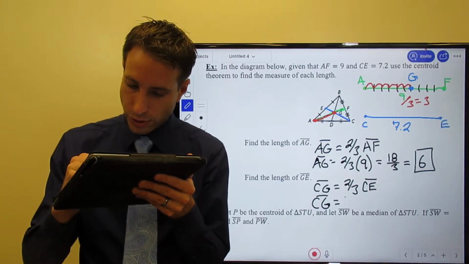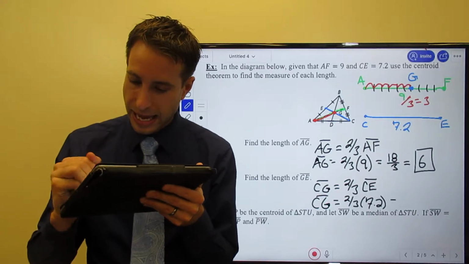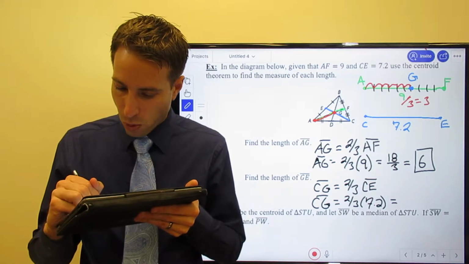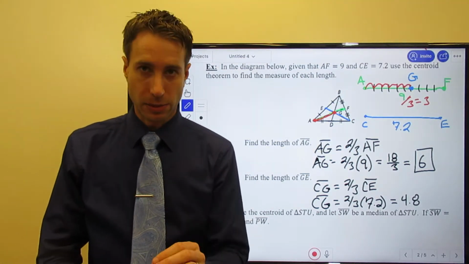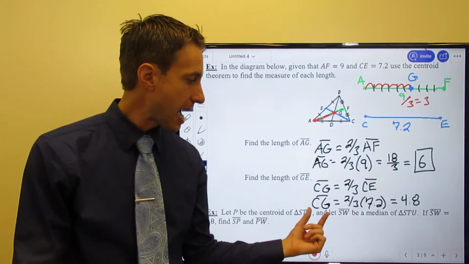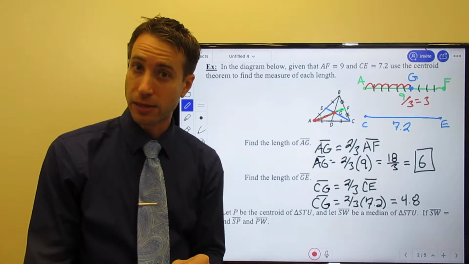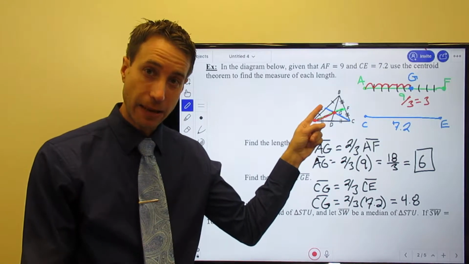is equal to 2/3 of 7.2. Again, feel free to use a calculator. Don't fat finger something. You get 4.8. Please be careful. I did not ask you for the distance C to G. Not what I asked you for. I asked you for G to E.